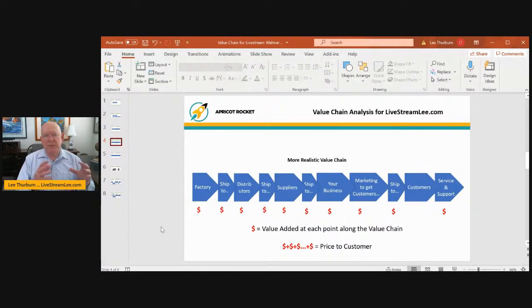And then there will be some distribution where they'll ship it to either yet another manufacturer, a factory where some more value is added, or maybe to another distribution node, a supplier, who will then in turn ship it to your business. And then, of course, you'll add the value that you have.